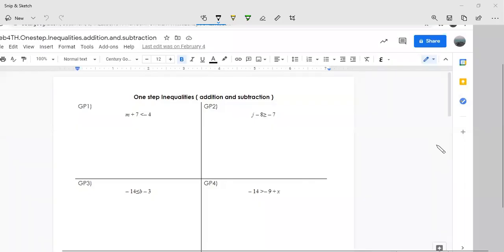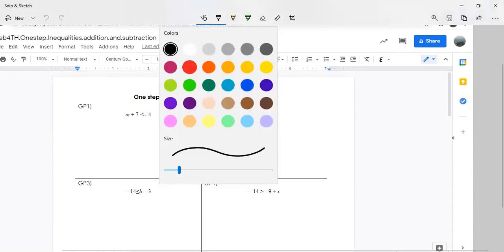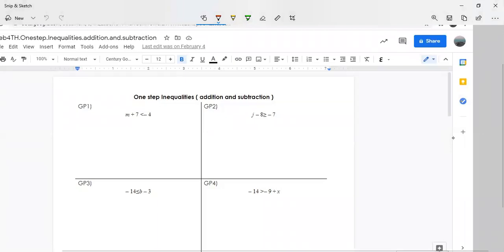All right, this is February 4th homework, okay? All right, number one, inequalities. So we want to isolate the variable m.